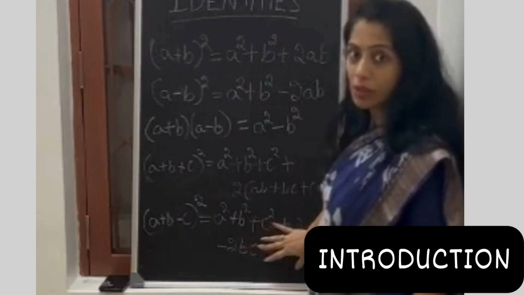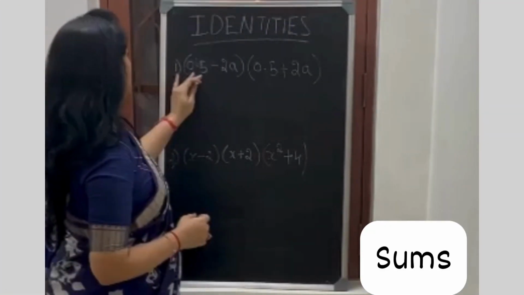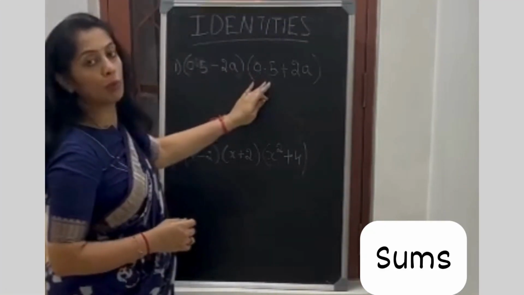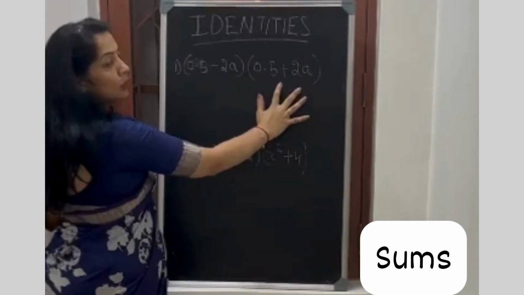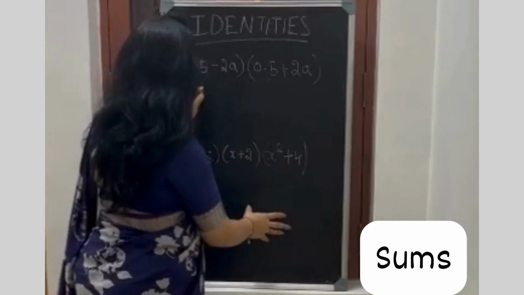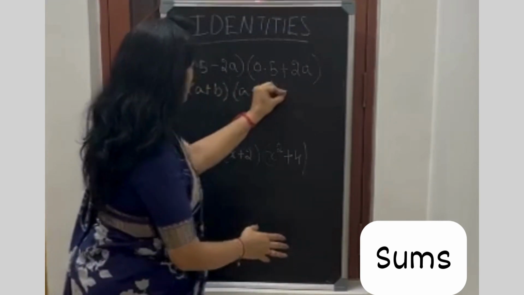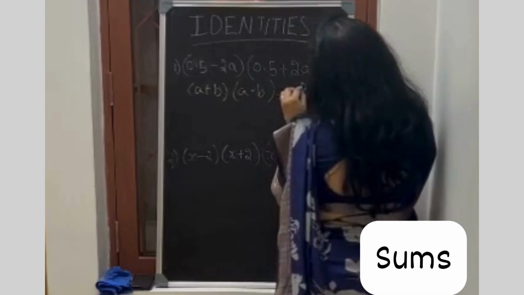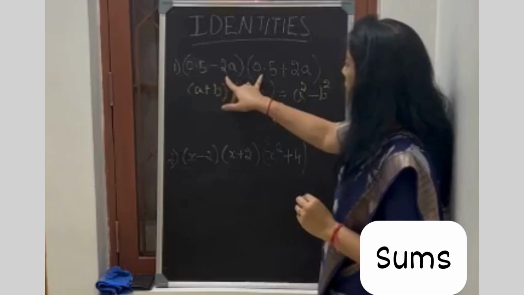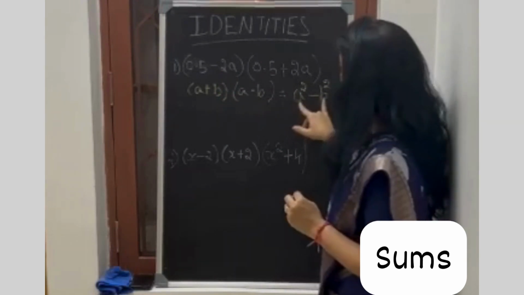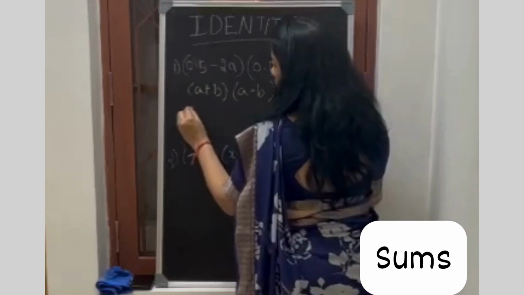How and where these formulas are used, I'll show you in those sums. My first sum is (0.5 minus 2a) into (0.5 plus 2a). So what will this remind you? Minus and plus, same digits. So this reminds you of the formula (a plus b) into (a minus b), which equals a square minus b square. This is how the formula saves your time. I don't need to multiply them. I'll straight away use this formula. So a square, what is this? 0.5. 0.5 square is how much? 0.25.